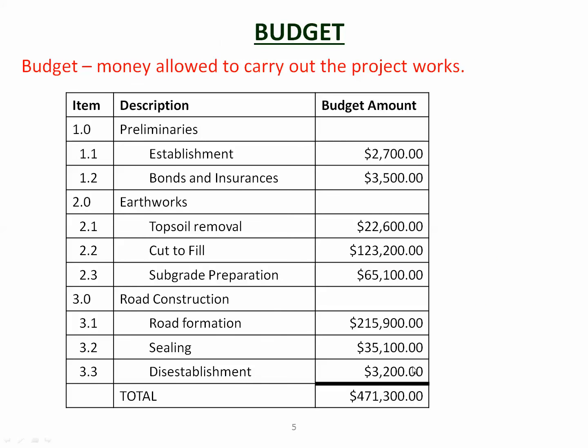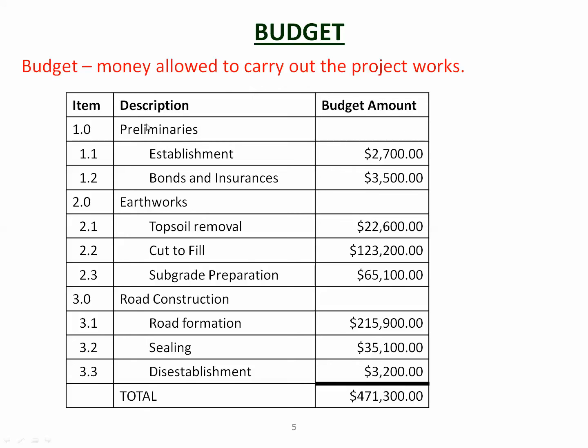So let's look at another concept, the budget. Each project or anything in particular, even a business, they all have a budget, and the budget is the money allocated to carry out, in this case, project works. Or in the case of a business, it may be money allocated to run a business. But in our case, we're looking at projects. So it's the money that we've allowed to carry out those project works.